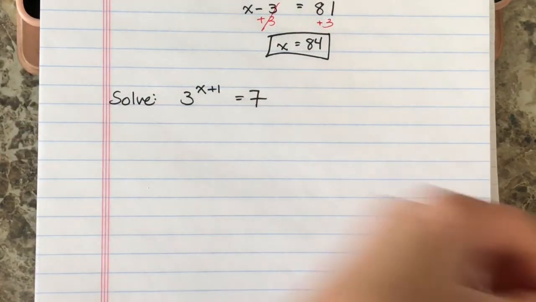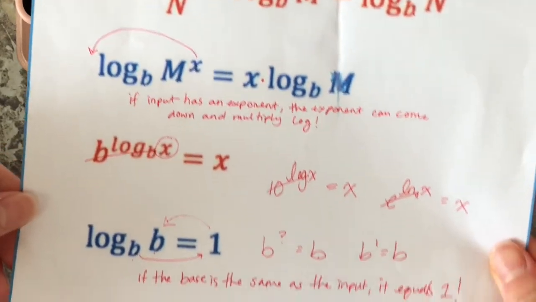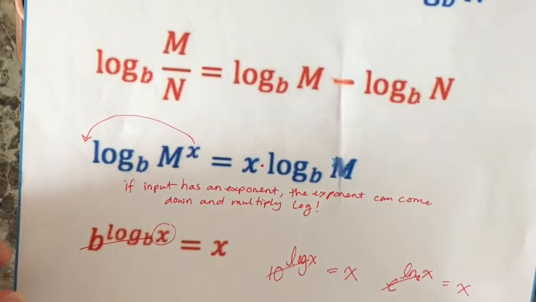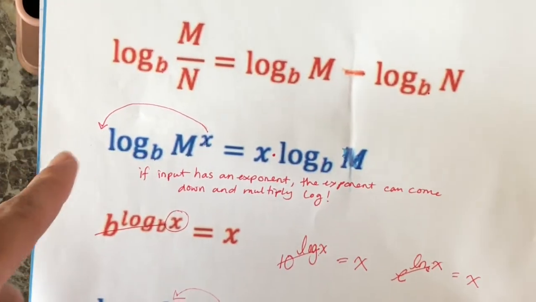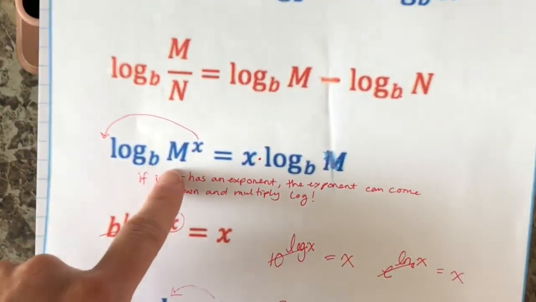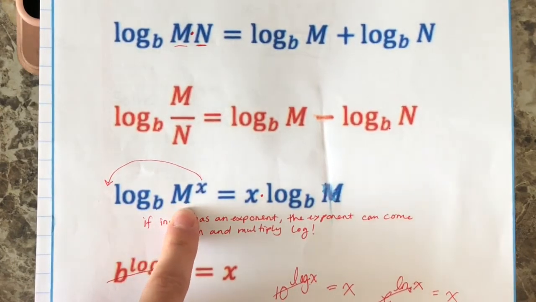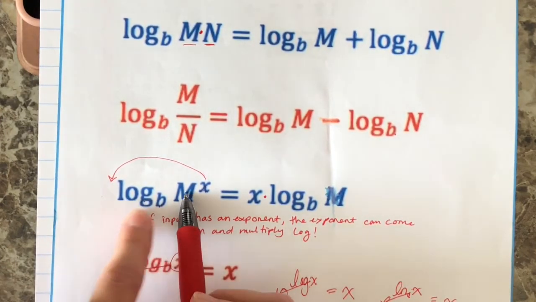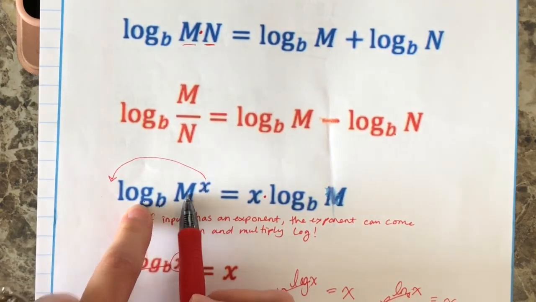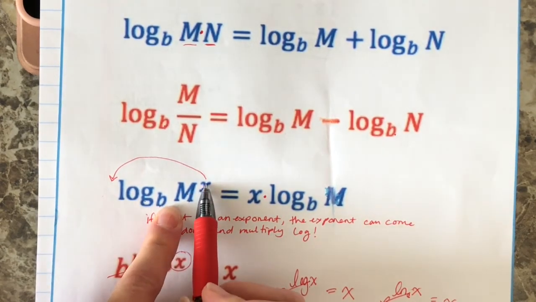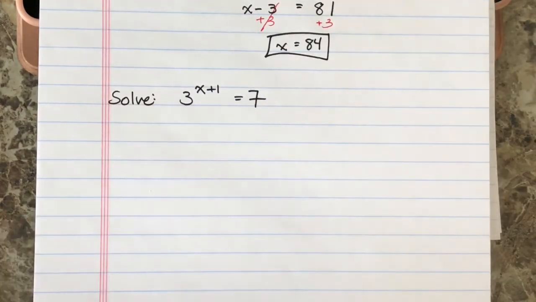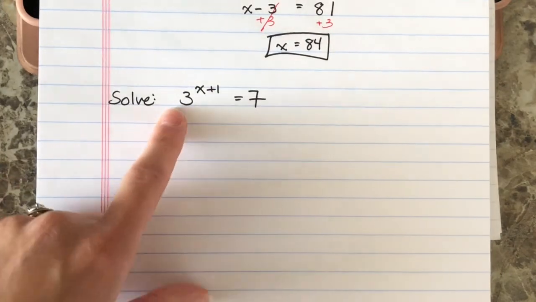I have to look at my log rules and say, okay, which log rule shows me an x stuck in an exponent coming down out of the exponent? It's this rule right here, the third log rule. It says if you have the log of something, base something with an input, and the input has an exponent, that exponent can come on down in front of the log. Now you're probably wondering, Meryl, how does that even apply to this? I don't have a log here.